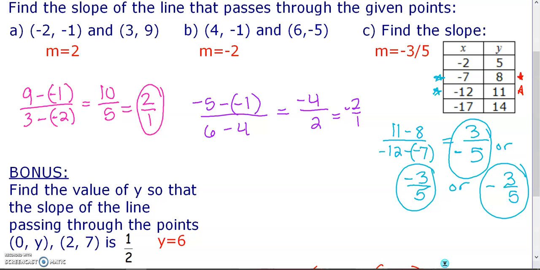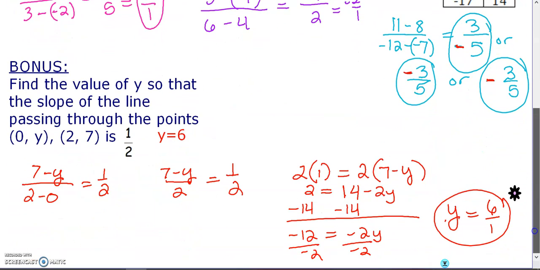Now when I did it, I got 3 over -5, but that's equivalent to -3 over 5, or even writing it with a negative sign out in front, -(3 over 5). So just keep that in mind. All of those are equivalent, but I should only see the negative sign in one place, not in both. It shouldn't be top and bottom. It should either be on the top or on the bottom or out in front.